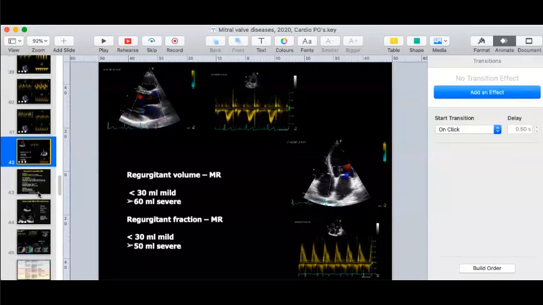Now, more or less I've come to my last few slides. This is just one more. If you can remember, regurgitant volume is also sometimes asked. You should know at least that regurgitant volume can be measured, and anything more than 60 ml is severe.